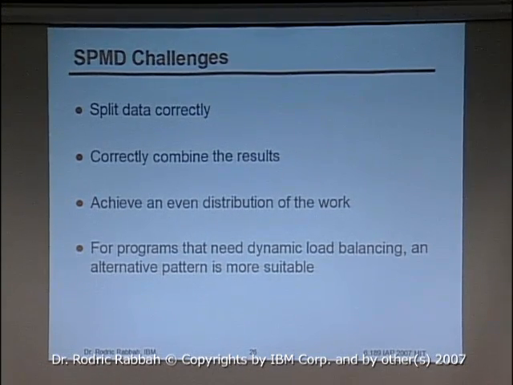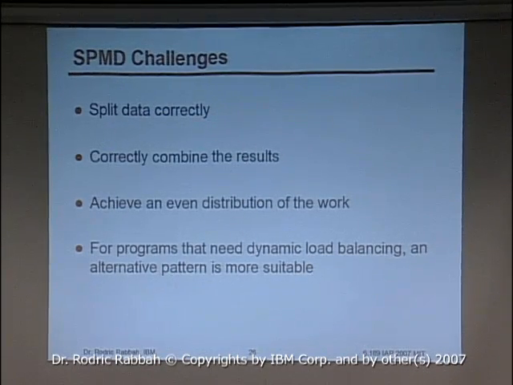There are some challenges in the SPMD model, and that is how do you actually split your data correctly? You have to distribute your data in a way that doesn't increase contention on your memory system, where each processor that's assigned computation has data locally to operate on. And you want to achieve an even work distribution. Do you need a dynamic load balancing scheme, or can you use an alternative pattern if that's not suitable?